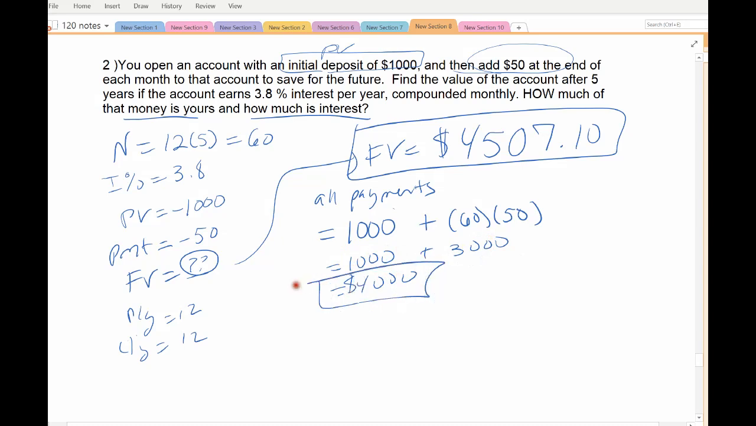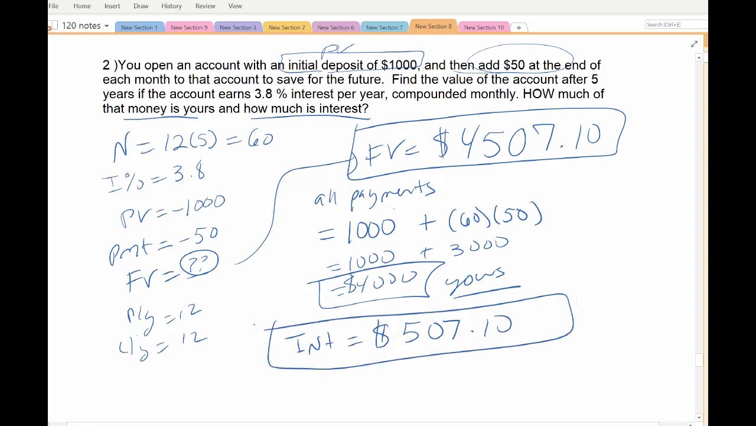So we put $4,000 as yours. All right, that's how much money was invested. Interest then would be the $4,507.10 minus the amount you invested. And so that's $5,500, not $5,000, $507.10 would be the interest. All right, so that's your interest.